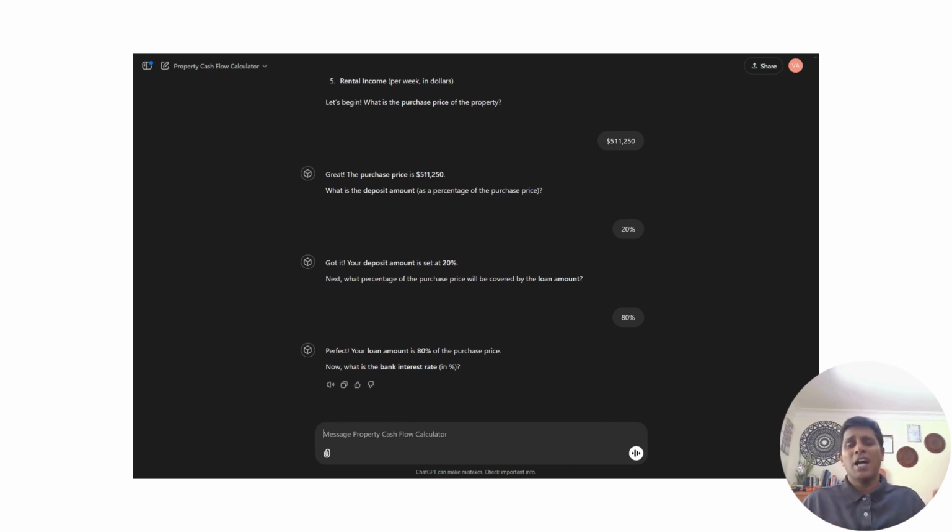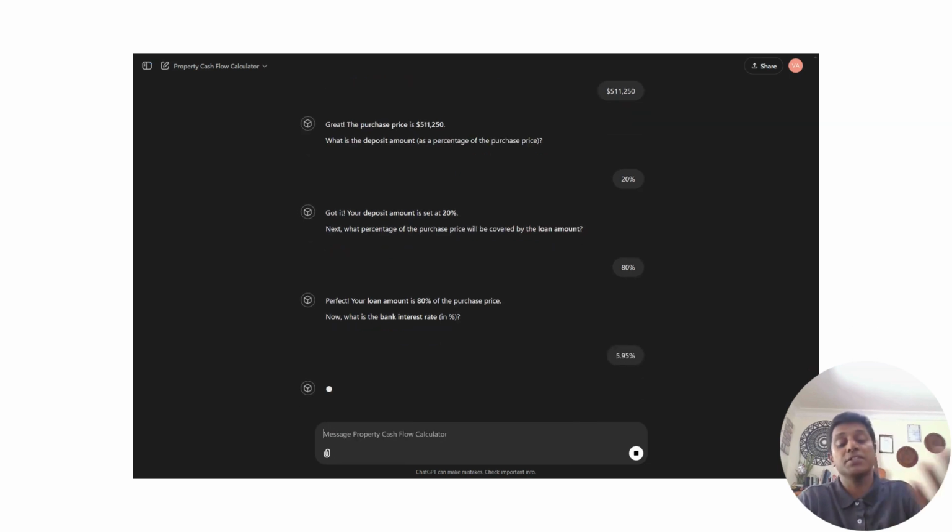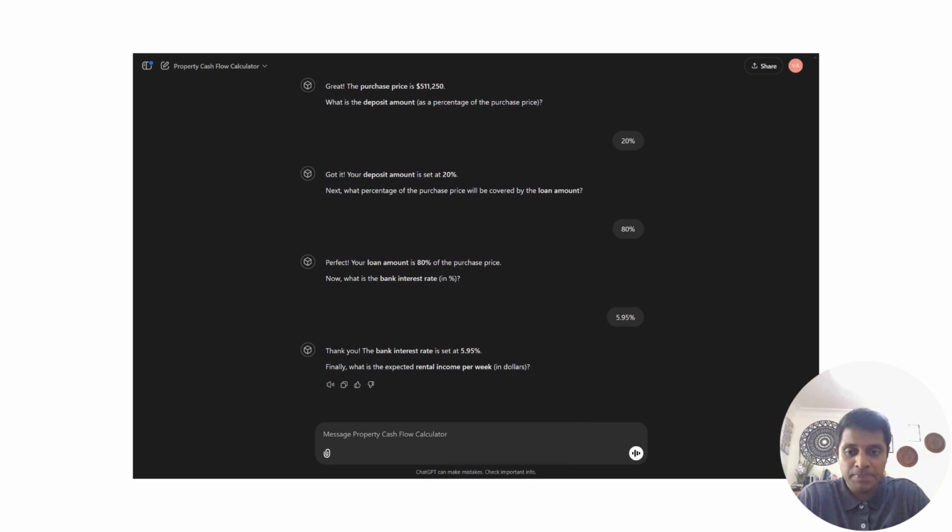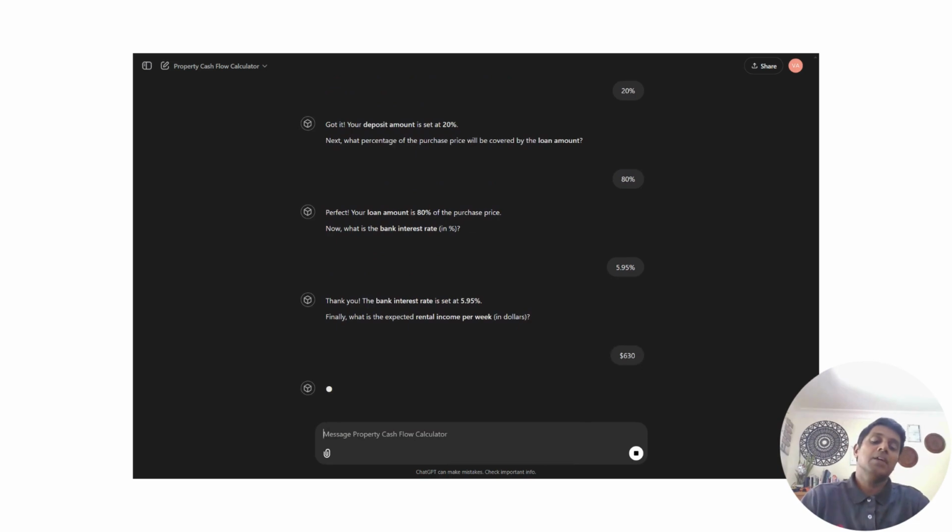And also, hypothetically, we are assuming that the interest rates have gone down a bit, let's say they are sitting at 5.95% from 6.29% in the previous year. It's a big jump, but we are making a guess here. And the rent is being moved from $570 per week in the first year to, let's say, $630 per week in the second year.